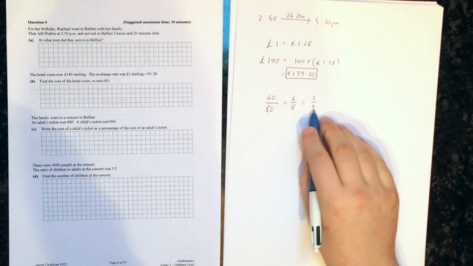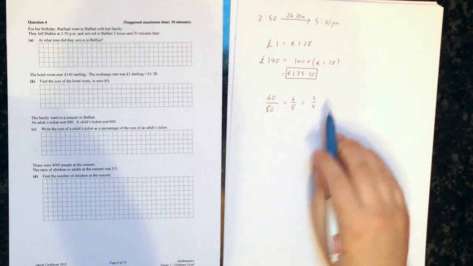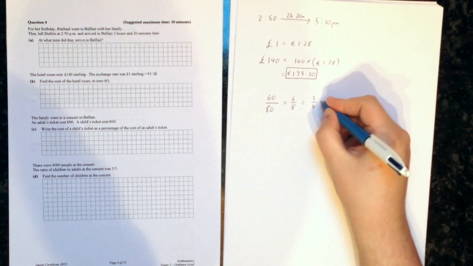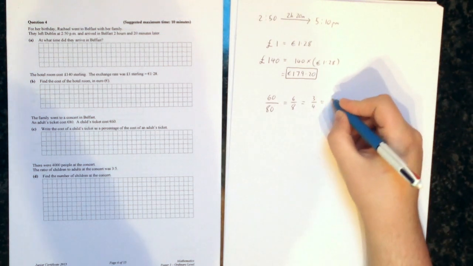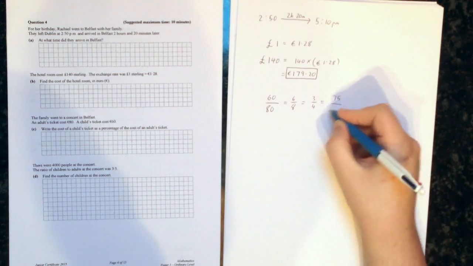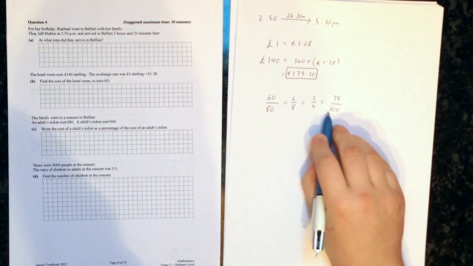And then we can multiply the top and bottom by 25. And the reason we're choosing 25 is because 4 times 25 is 100, and we want 100 on the bottom. So we're multiplying the top by 25. 3 times 25 is 75. And the bottom, 4 times 25, is 100. So that's what we're looking for.